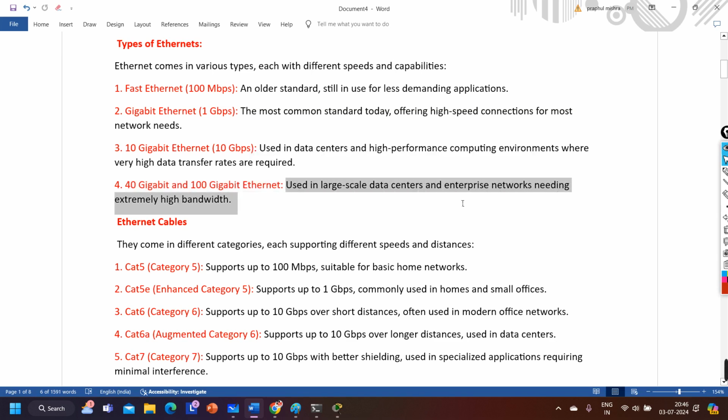It's also used in data center and enterprise networks. So you are going to learn enterprise networks, right? Data center. So these two are important for you.